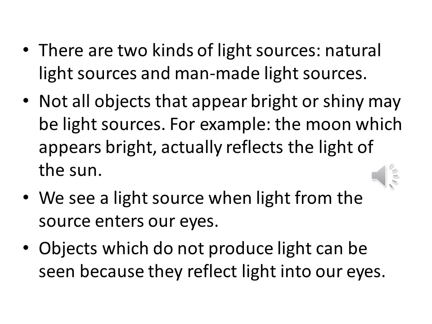Then we learned that not all objects which appear shiny might be light sources, correct? They might be just reflecting the light of the sun. We see a light source when the light from the source enters our eye. Objects which do not produce light can be seen because they reflect light into our eyes.